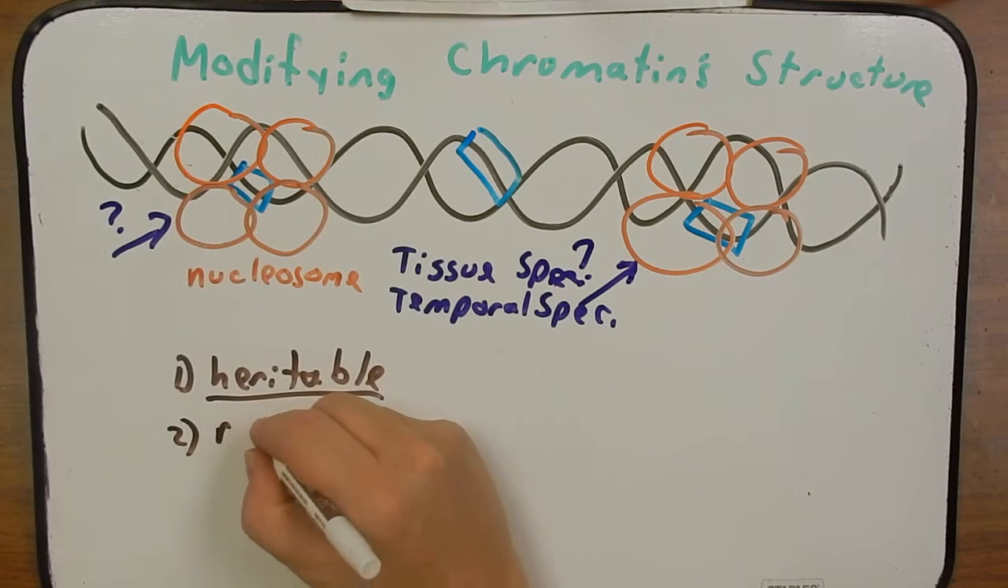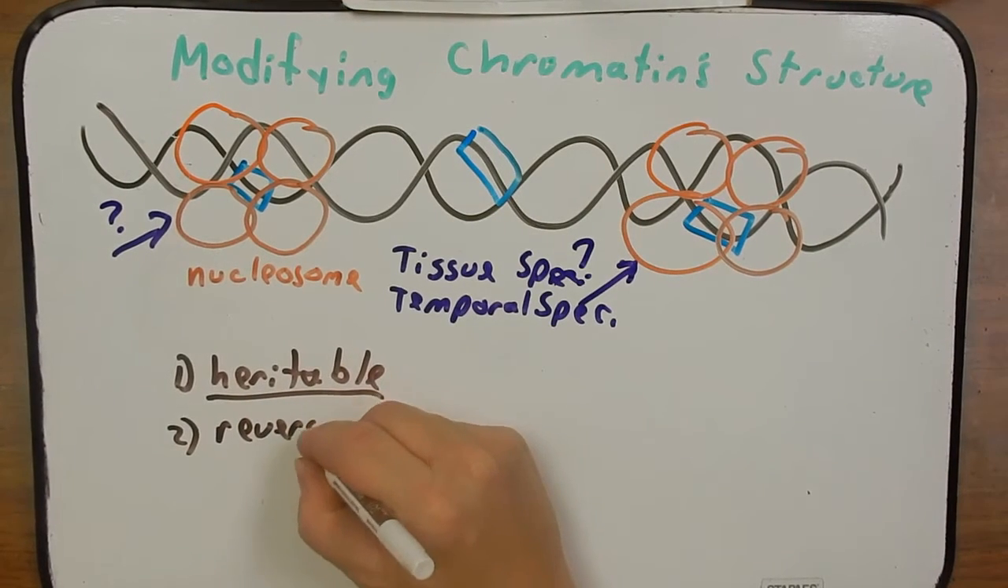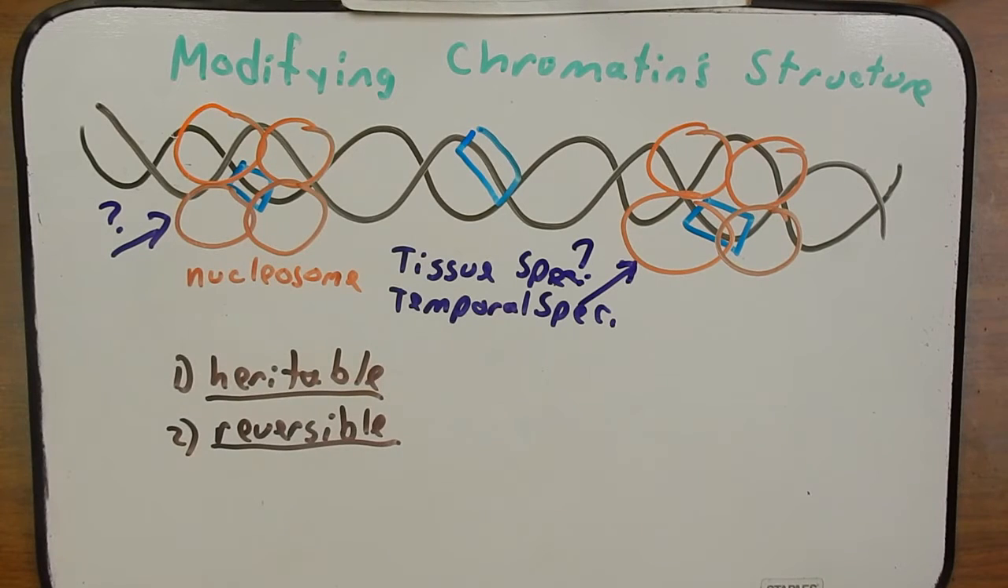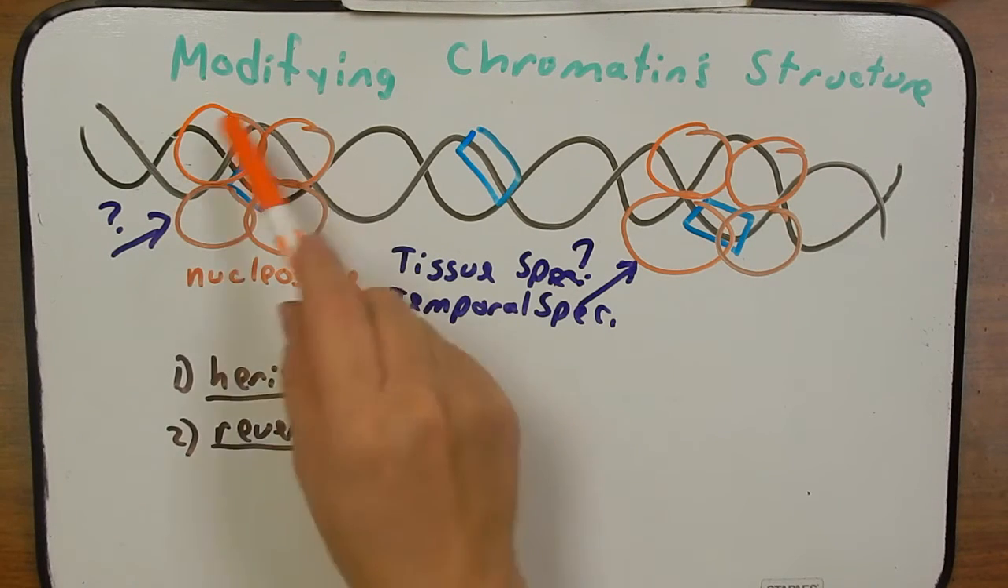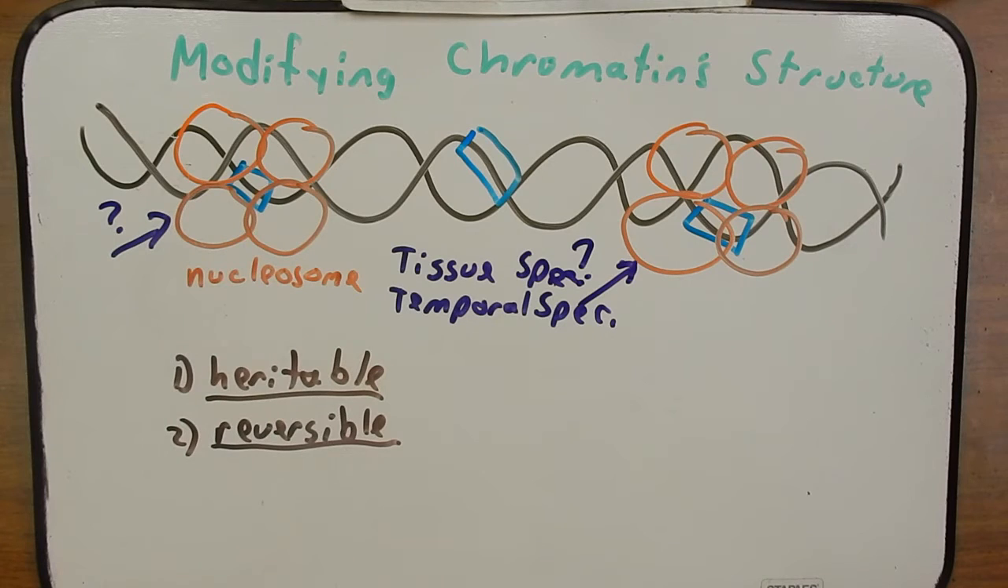It also needs to be reversible. We may have genes that need to be turned on and off at various times of development or at various times of life based upon certain situations the cell might be in. Maybe it's some kind of stress situation, we need to turn the gene on, or maybe during different times of the cell cycle, genes need to be turned on or off. So these nucleosomes need to be reversible as well.